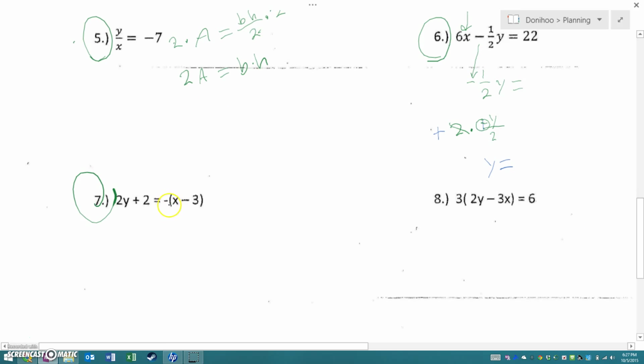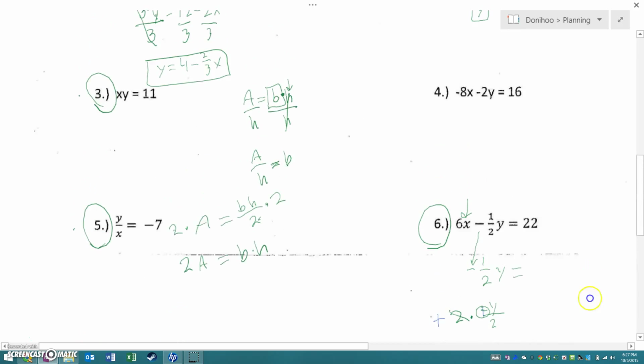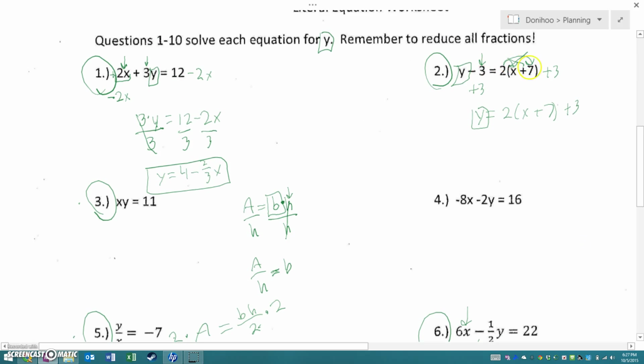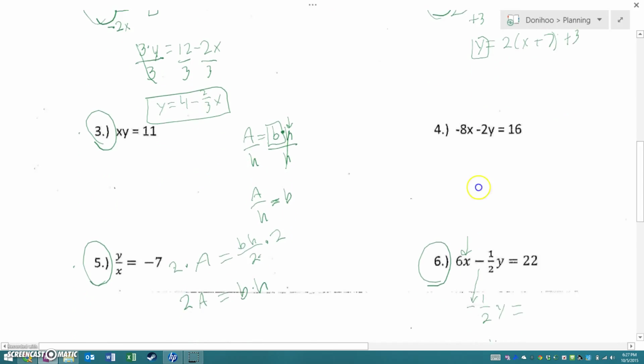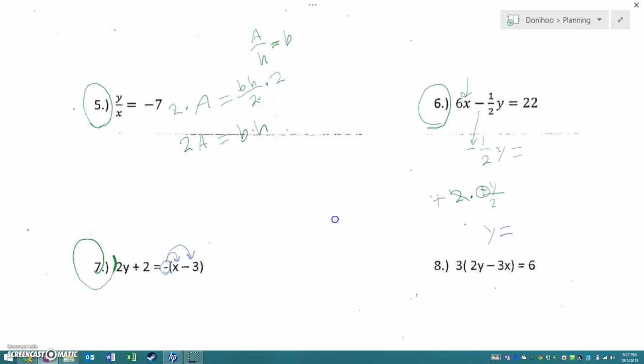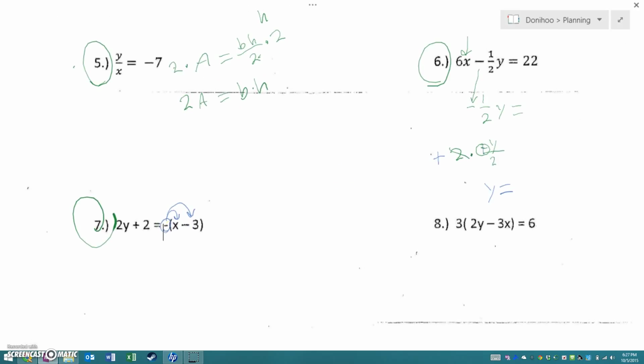Eventually, we're going to ask you guys to do any distribution that's in the problem or in the equation. And so this I'm kind of referring back to number 2 here. Eventually, we are going to ask that you do that distribution. Right now, we're just asking you to solve for y, so it's fine. You don't have to at this point.